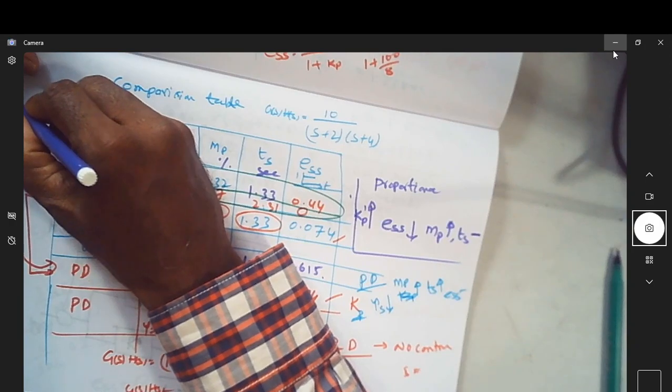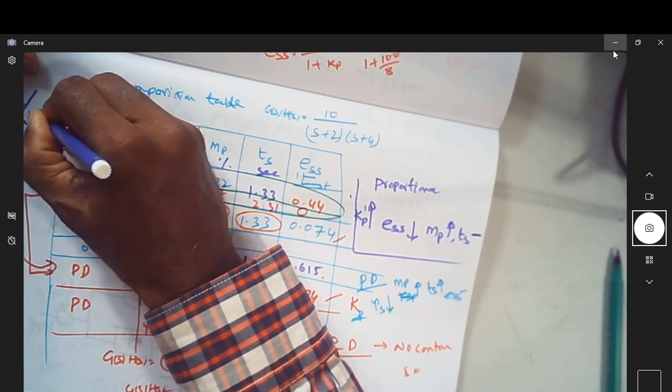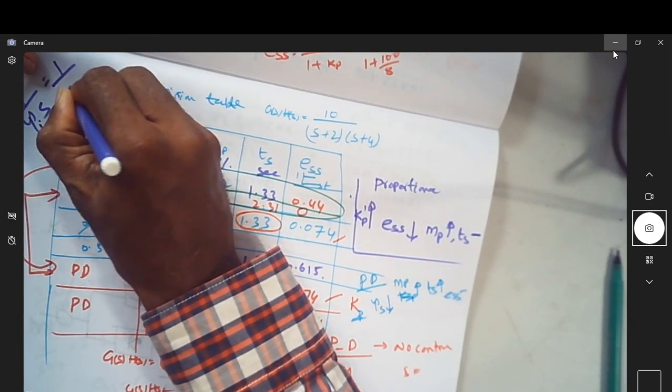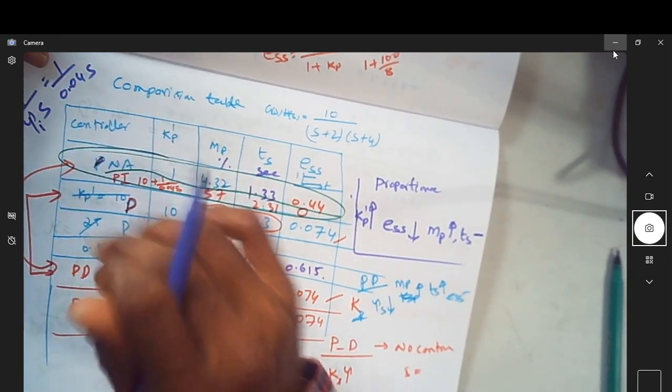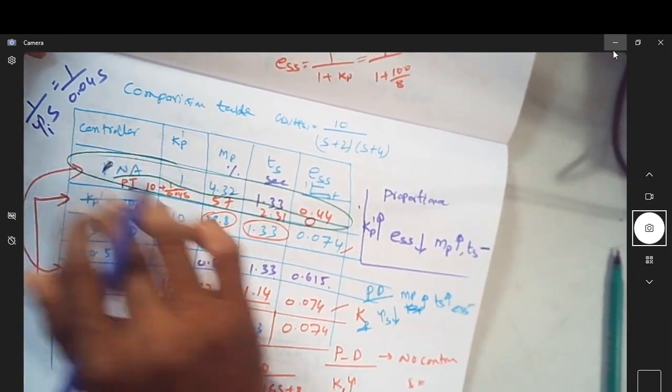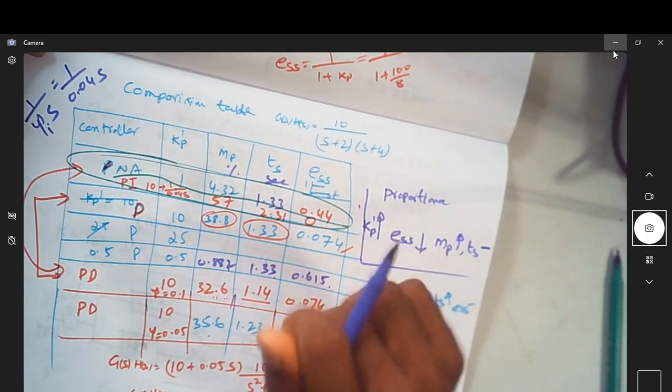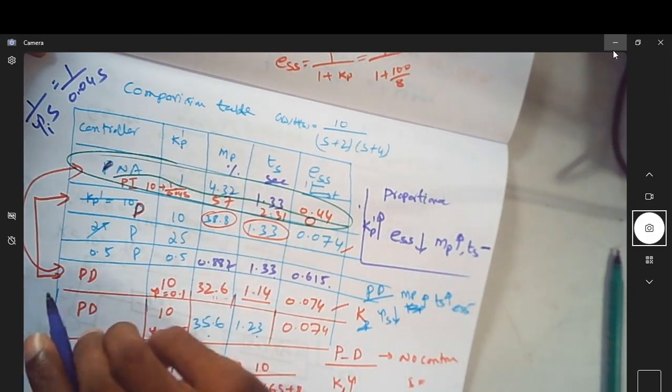Let me just clarify this. This is 1 over tau I into S. This is actually 0.04 into S. So this was intentionally taken as 0.04, so that it should ensure that it properly gives a response also. We cannot take some random values.